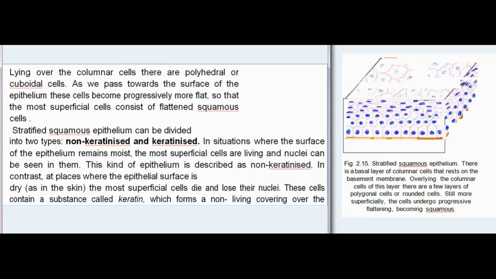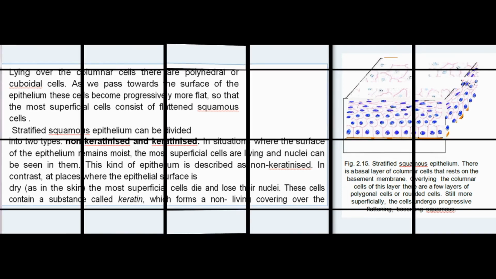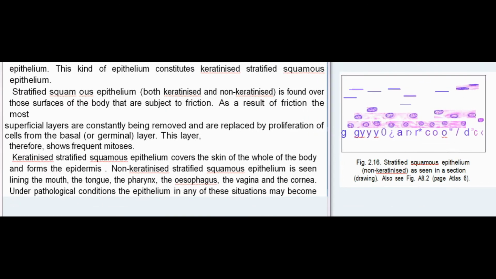Stratified squamous epithelium can be divided into two types, non-keratinized and keratinized. In situations where the surface of the epithelium remains moist, the most superficial cells are living and nuclei can be seen in them. This kind of epithelium is described as non-keratinized. In contrast, at places where the epithelial surface is dry, as in the skin, the most superficial cells die and lose their nuclei. These cells contain a substance called keratin, which forms a non-living covering over the epithelium. This kind of epithelium constitutes keratinized stratified squamous epithelium.